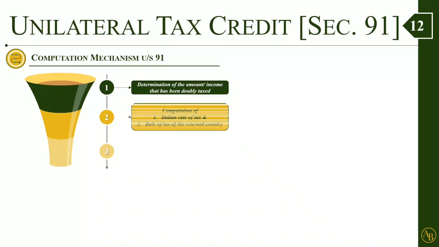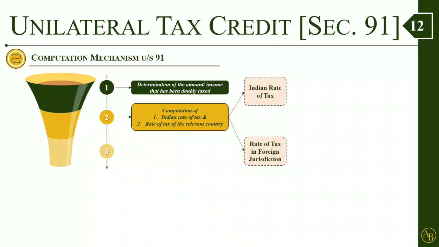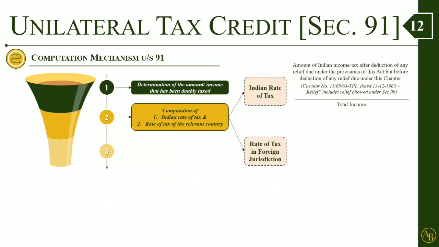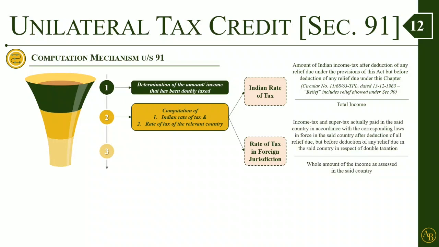The second step is we need to compute the Indian rate of tax, and also the rate of tax of the relevant country. Now how do we do that? The Indian rate of tax is basically the amount of Indian income tax after deduction of any relief due under the provisions of this Act, but before deduction of any relief due under this chapter, divided by the total income. And the rate of tax in the foreign jurisdiction is the income tax paid in that foreign jurisdiction in accordance with the corresponding laws in force, divided by the total income earned from that country.